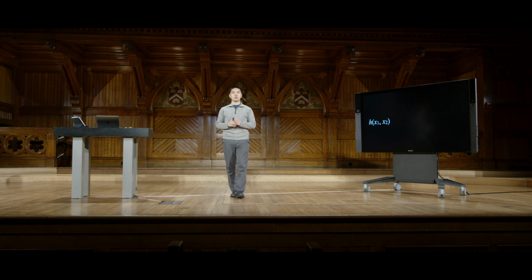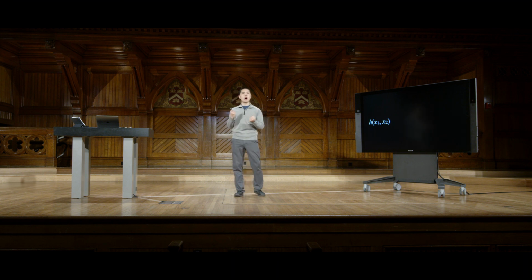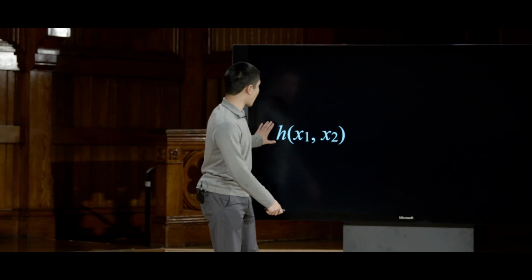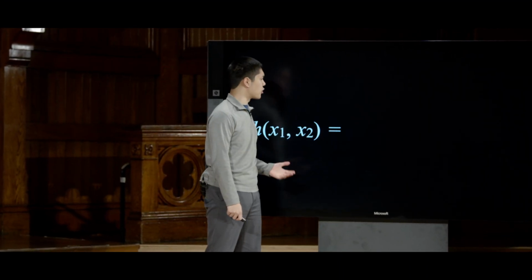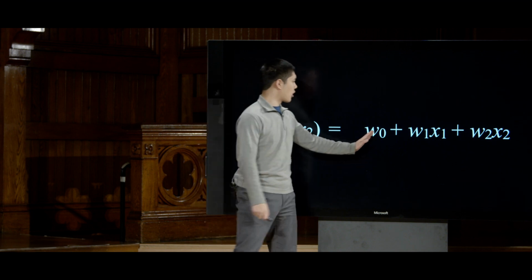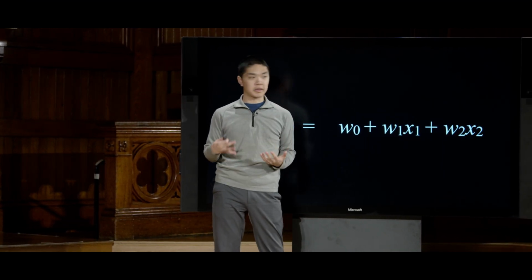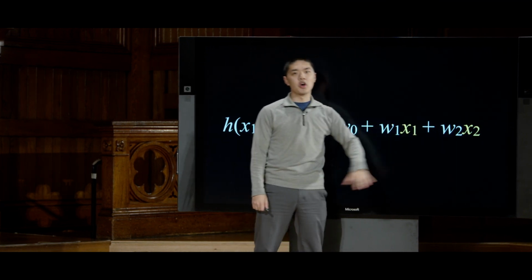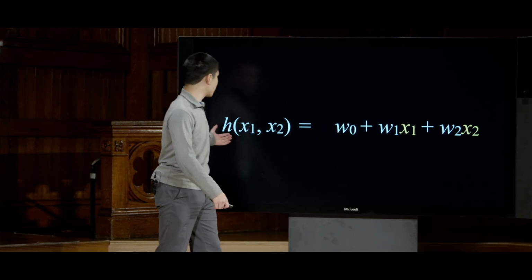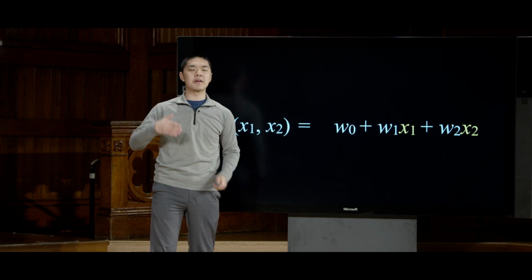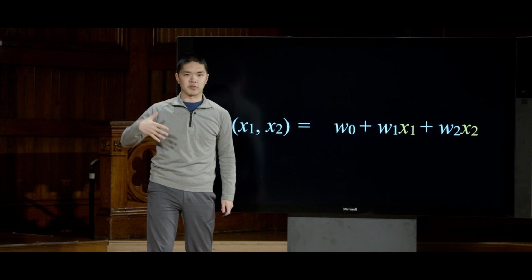The question then becomes, what does this hypothesis function do in order to make that determination? And we decided last time to use a linear combination of these input variables to determine what the output should be. So our hypothesis function was equal to something like this: weight 0 plus weight 1 times x1 plus weight 2 times x2. So what's going on here is that x1 and x2, those are input variables, the inputs to this hypothesis function. And each of those input variables is being multiplied by some weight, which is just some number.